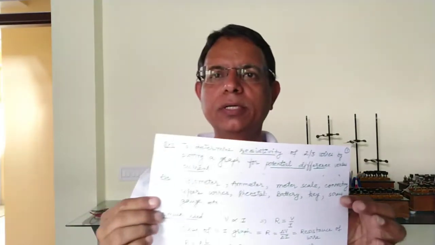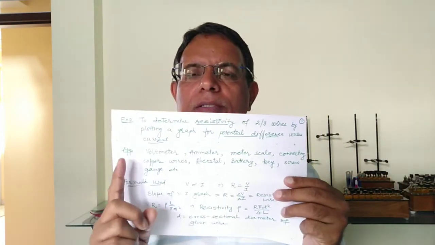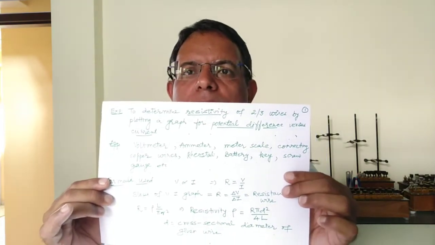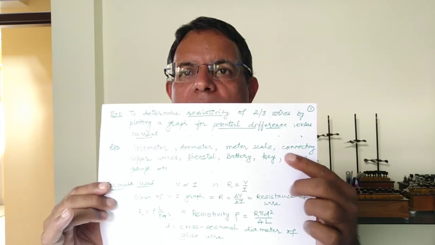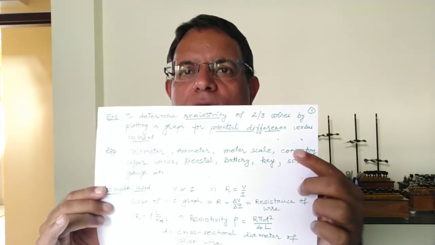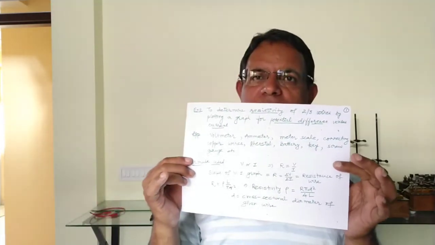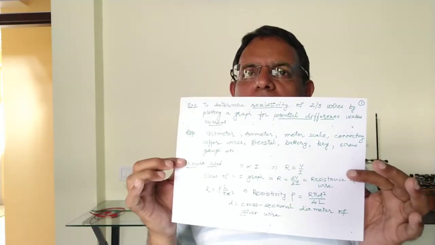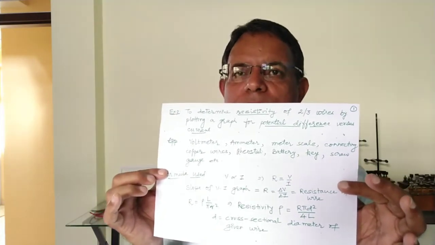Okay, so here you can clearly go through the aim of the experiment. You can see it. To determine resistivity of two or three wires by plotting a graph for potential difference versus current. Now in this experiment we need certain instruments. What are the instruments? You can see here I have listed them under the heading apparatus.